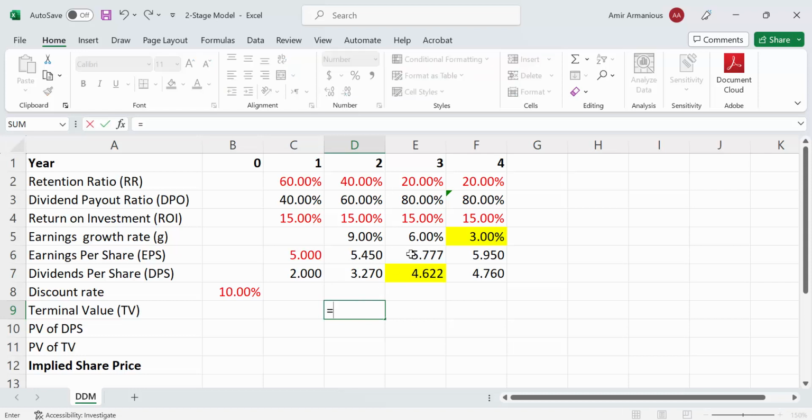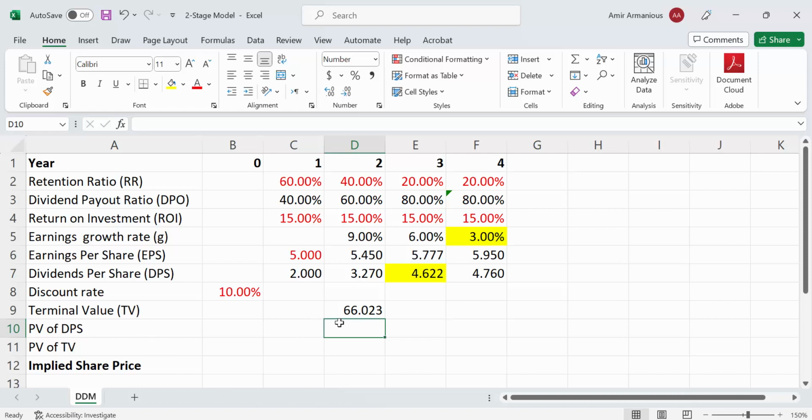So let's say equal here. This will be our dividend divided by, open bracket, our discount rate, which is given in the question, 10%, minus our perpetual growth rate, close bracket. So this will be our terminal value, the present value of the growing perpetuity.